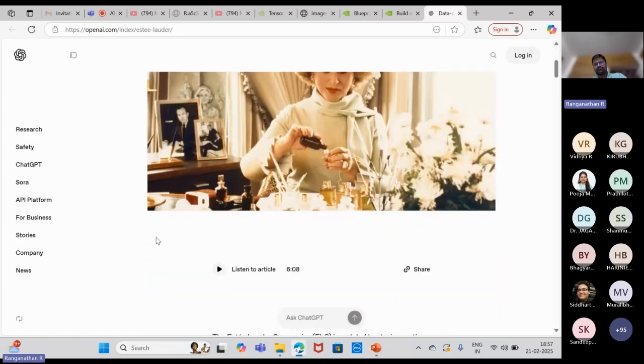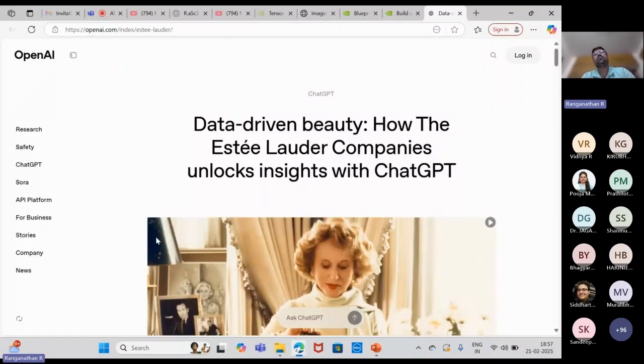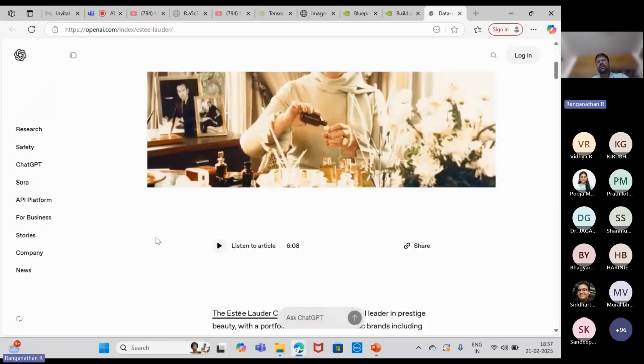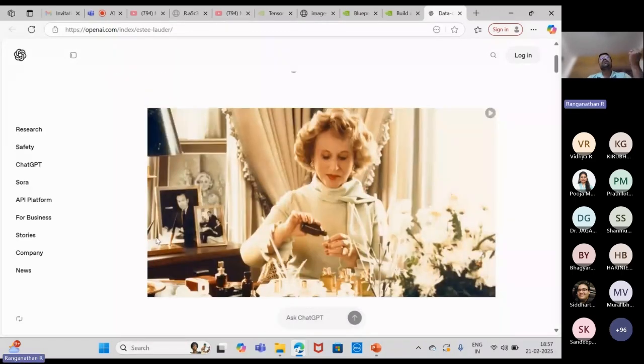So this is about how Estée Lauder, which I think is in the beauty segment, right? What they did was using ChatGPT. Estée Lauder is in the beauty segment, so they have hundreds and hundreds of products, right? And for all those products, there were a lot of questions from people in terms of whether it is tested on any animal or whether it is tested on any synthetic items. So all those things lead to multiple permutation combinations.